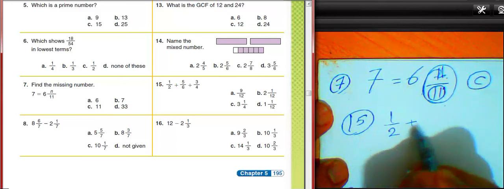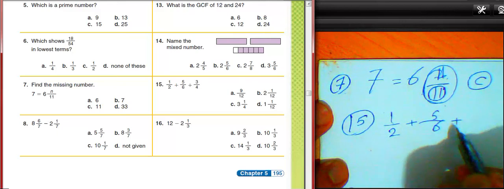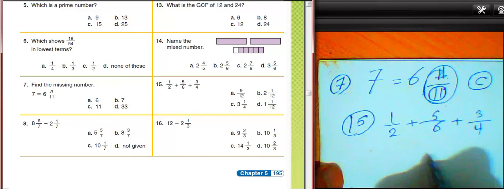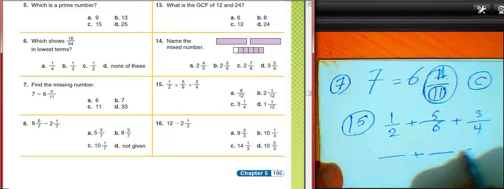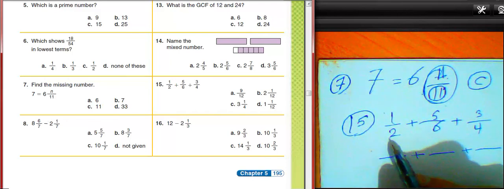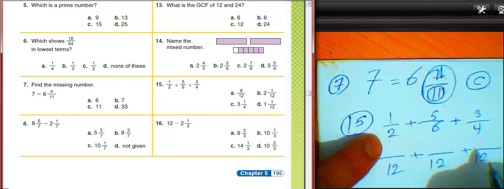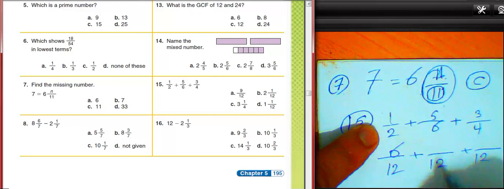Question 15. A half plus 5 over 6 plus 3 over 4. We want to find the result by the least common multiple of 2, 6, and 4. We know the least common multiple of them will be 12. 12 divided by 2 equals 6. 1 times 6 equals 6. 12 divided by 6 equals 2. 2 times 5 equals 10. 12 divided by 4 equals 3. 3 times 3 equals 9. And we can write 12 here.